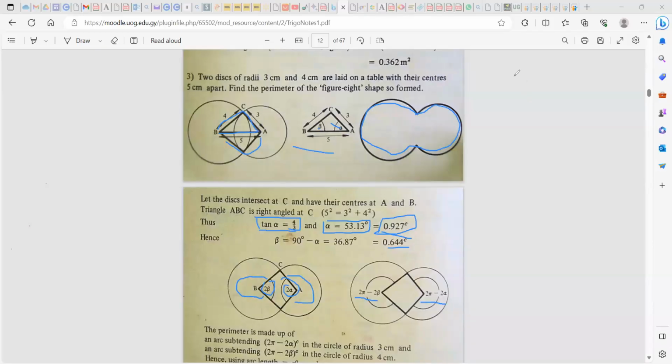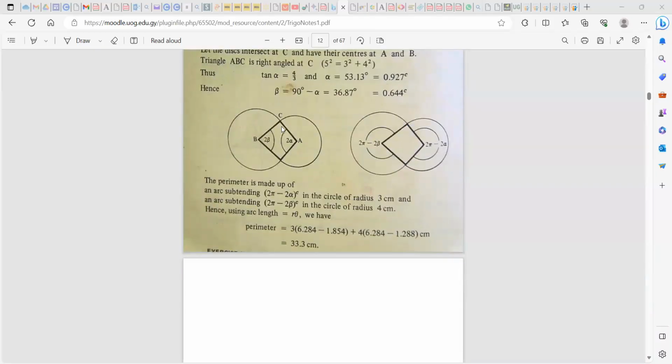And now you can find the length of the arc, right? Length of the arc formula, r theta. You use the formula for each circle, right? So you put this part here, and then this part here. You add them together, right? Simple as that. And you get that there.